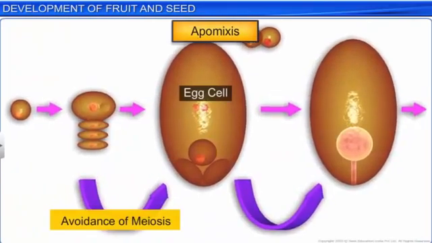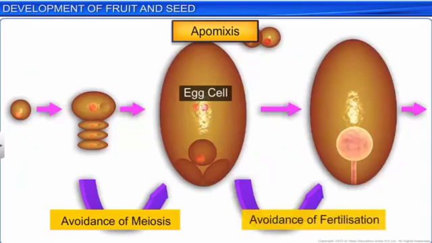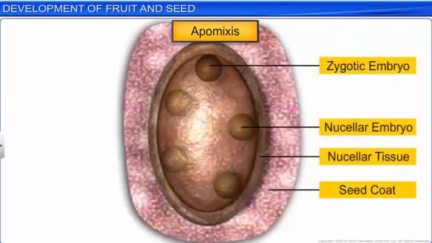Apomixis is a form of asexual reproduction in which the seeds or embryos are formed without fertilization. In fact, seeds or embryos either develop from an unfertilized egg which did not undergo meiosis, or from the cells of the integument or nucellus.